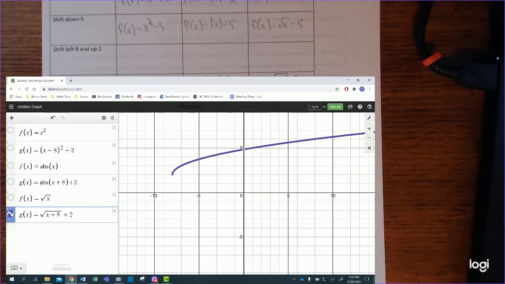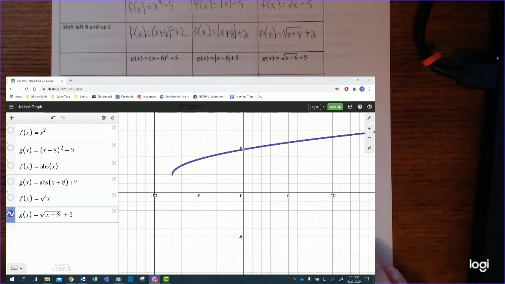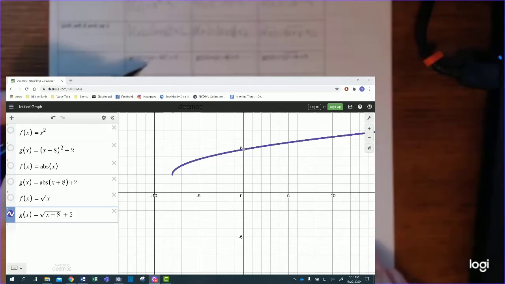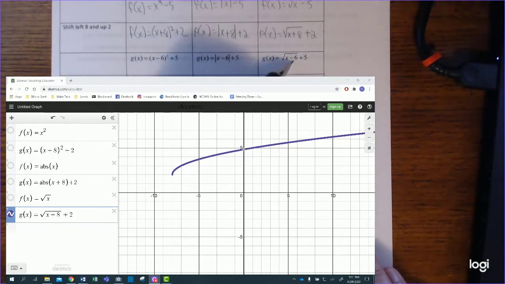Alright. Okay, let's see if we understand this backwards and forwards. So look at these three functions and tell me what the translations are. What is this minus 6 inside the x minus 6 squared doing? What is the plus 5 doing? What is this minus 6 inside the absolute value with the x doing? What's the plus 5 outside doing? What is this minus 6 inside with the square root of x doing? And what's the plus 5 doing?